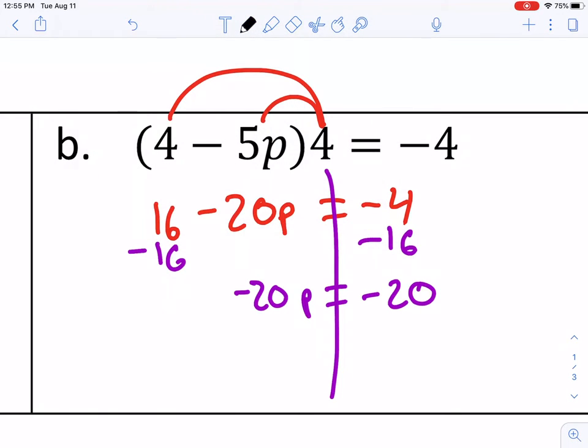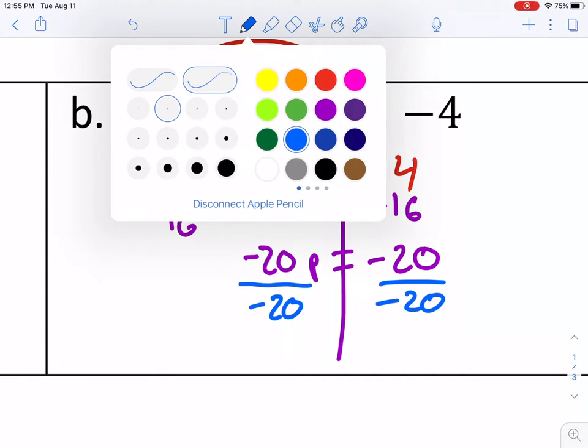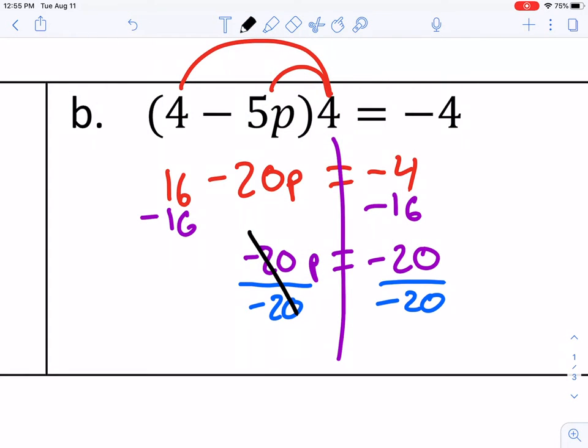I'll use red. I've got all kinds of crazy colors here. Let me divide. I'm going to divide by negative 20 to get rid of the negative 20 that's multiplying with p right here. If there's no sign in between, if it's just sitting next to the number, it's multiplying. So we divide to get rid of it. All right, and then in black here, these cancel to leave p by itself, or 1p, and negative 20 divided by negative 20 is positive 1, so p equals 1.